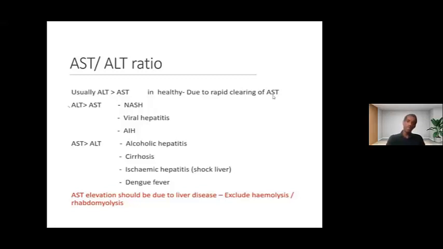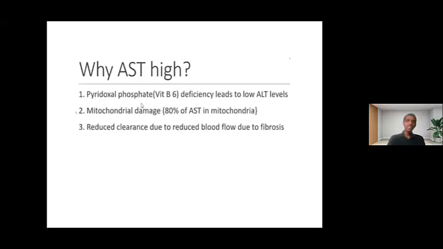But if you see any reversal of the AST and ALT pattern, you should find out whether there is any underlying hemolysis or rhabdomyolysis, which can give rise to the same liver test abnormality. So why is AST high?